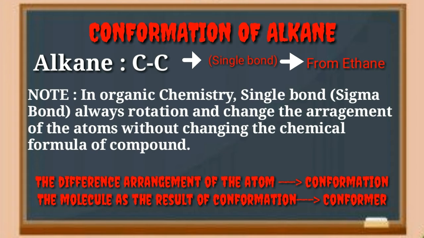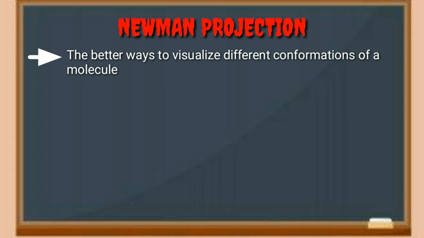As we know, in organic chemistry, it was found that you can twist the single bond of a molecule to change the arrangement of the atoms without changing the chemical formula of the compound. So the different arrangement of atoms due to the rotation of such a bond is known as conformation, and its molecule is known as a conformer. To understand conformation, we will study the Newman projection. The Newman projection is a better way to visualize the different conformations of a molecule.